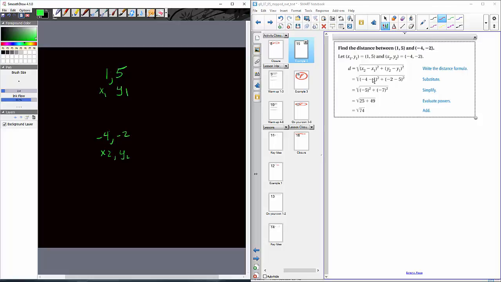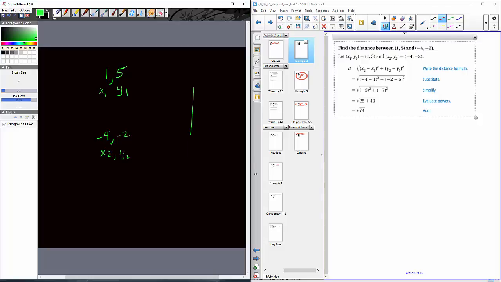And if I add these together, because it's everything in the parentheses, this would be negative 5 squared. This right here, negative 2 minus 5, is negative 7 squared. Now we're going to go through here and square them, and I have 25 and 49. Altogether, that equals 74. So the square root is 74, and that's my distance between these two ordered pairs.